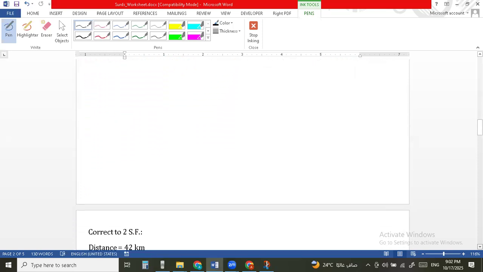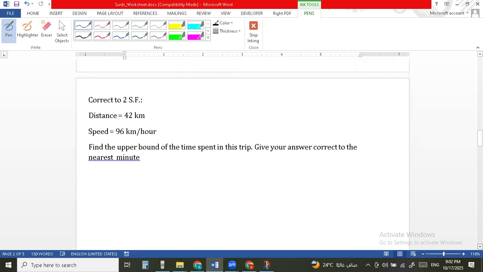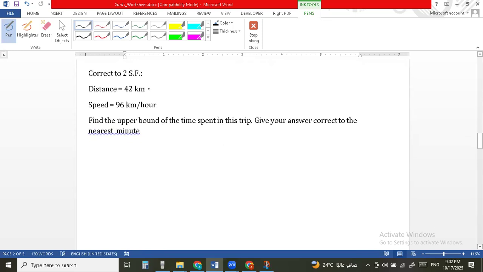Next question. They say to you here, the distance is 42 kilometers, corrected to two significant figures. Speed is 96 kilometers per hour. Find the upper bound of the time spent in this trip. Give your answer correct to the nearest minute.